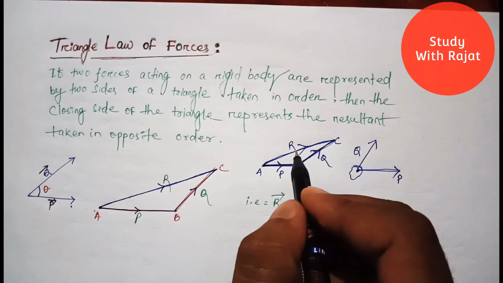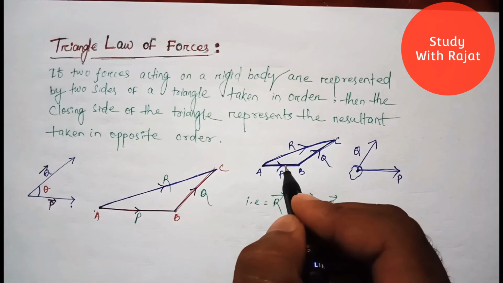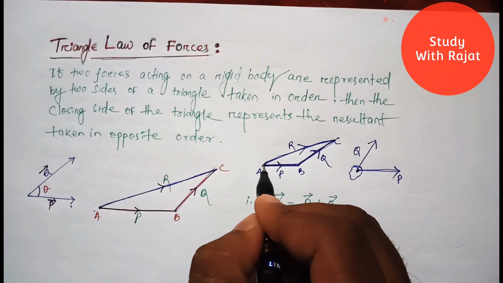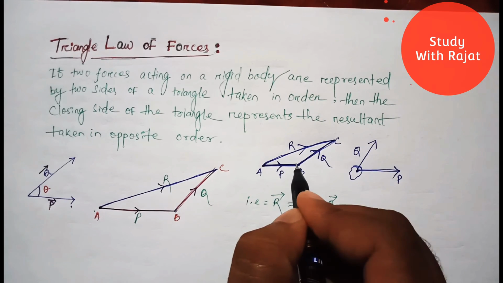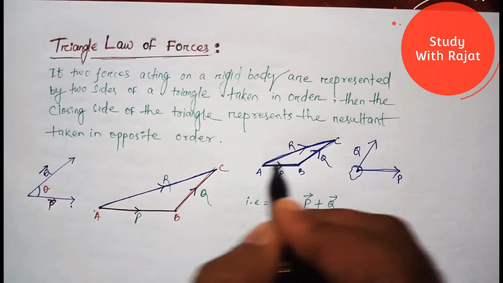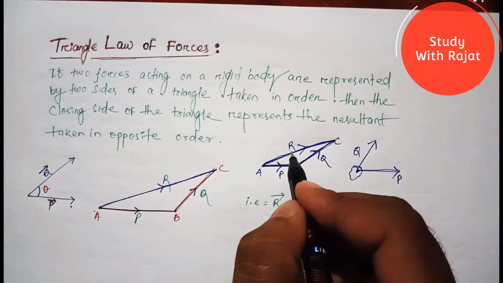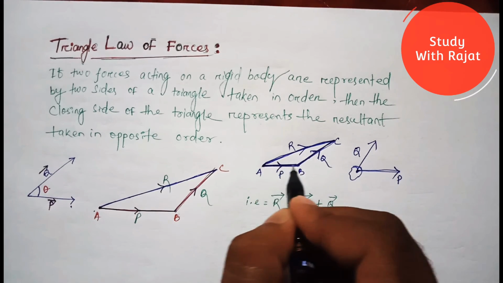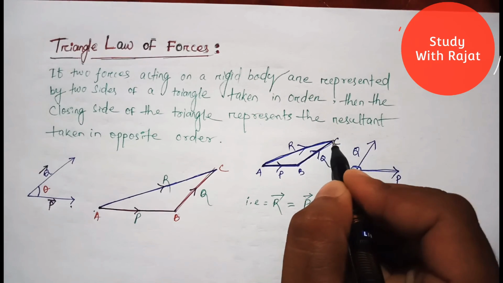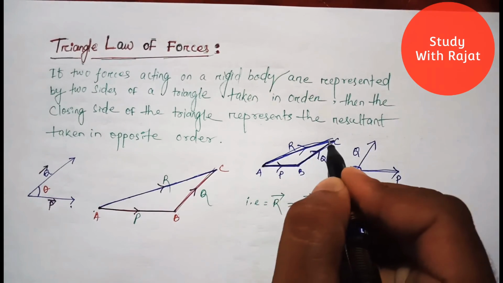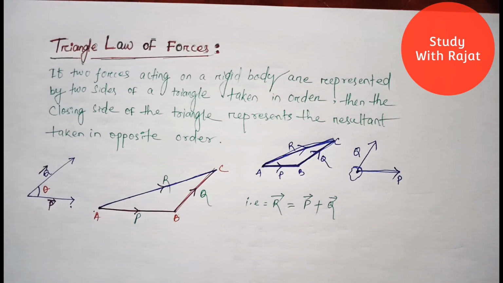If the resultant is not in opposite order, then the forces would go in this path, this direction and this direction and this direction. But here it says that the resultant is in the opposite direction. That means P force is in this way, Q force is in this way, but the resultant force is in this way. So we can say this is in opposite order.